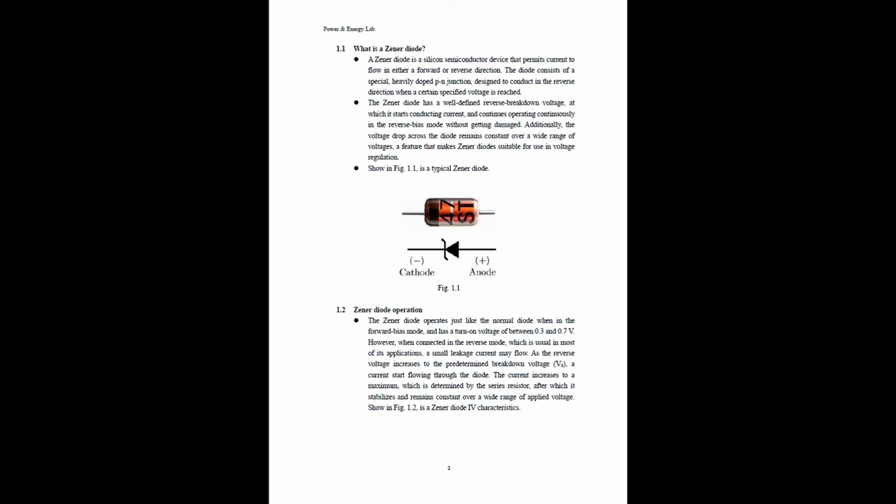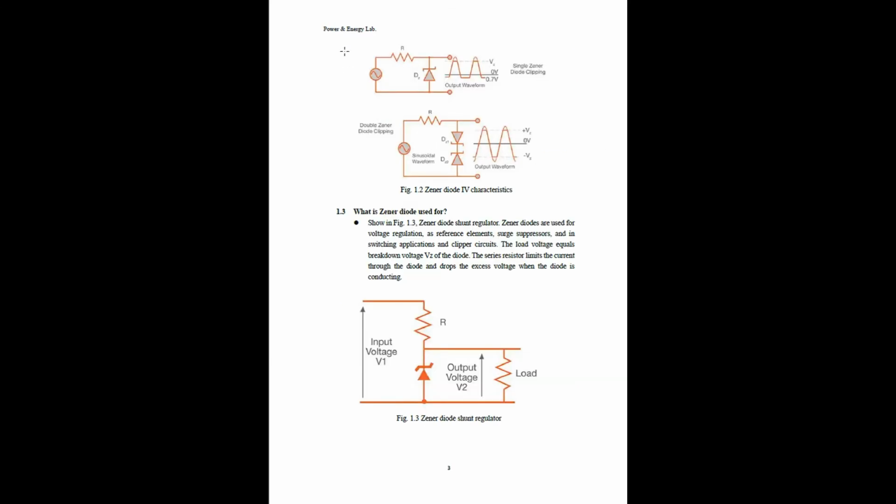The current increases to a maximum, which is determined by the series resistor, after which it stabilizes and remains constant over a wide range of applied voltage. Shown in Fig. 1.2 is a Zener diode IV characteristic.